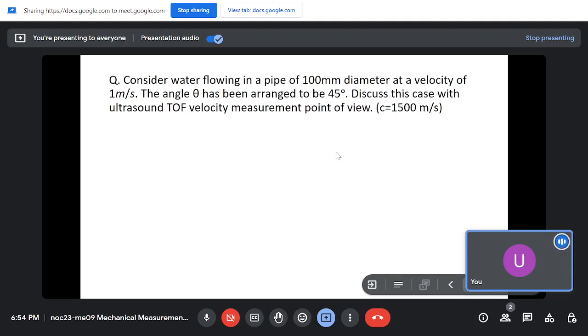So you have water flowing in a 100 mm diameter pipe at a velocity of 1 meter per second. The transducer is kept at an angle of 45 degrees with ultrasonic TOF, and you have a receiver, and then it's reflected and again picked up by the transducer. So by the receiver, you have two measurements, and using that you have to calculate the velocity. So we have to discuss what type of ultrasound is to be used.